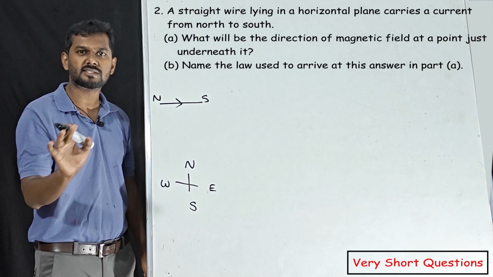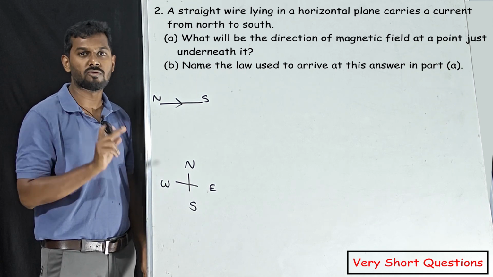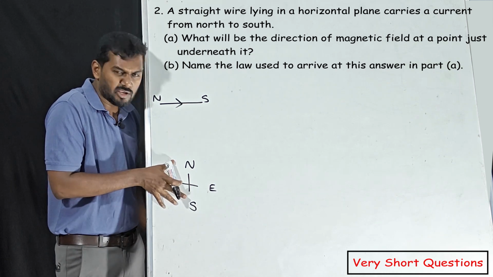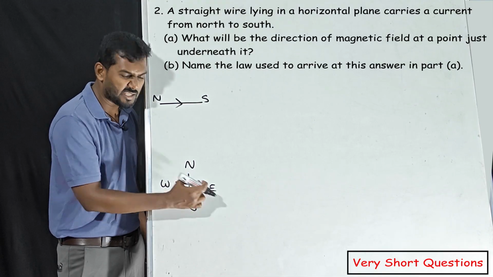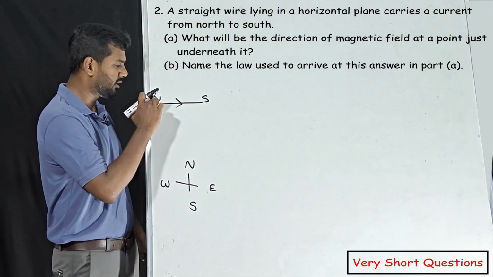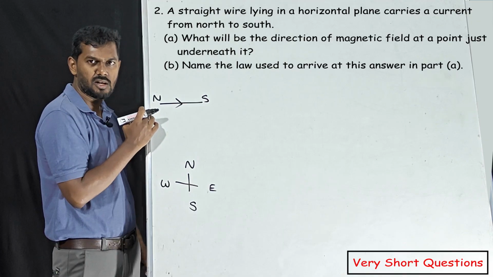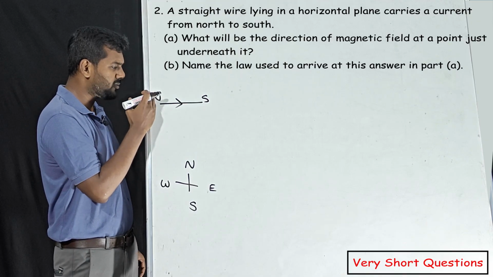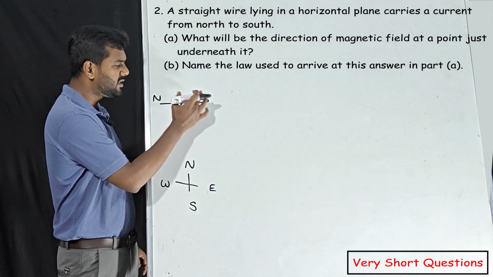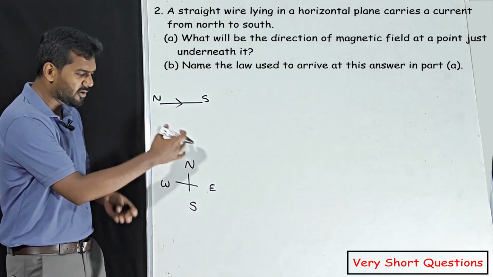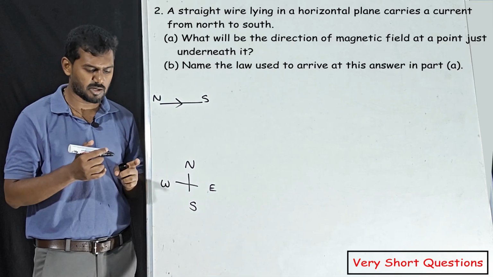In this question they are not asking for the diagram, they're just looking for the answer. See, we know these directions, north, south, east, west, correct? So they are talking about a conductor which is horizontal and a current is flowing from north to south. You can write this north this side and south this side also. Finally whatever we are going to do, that is very much important.